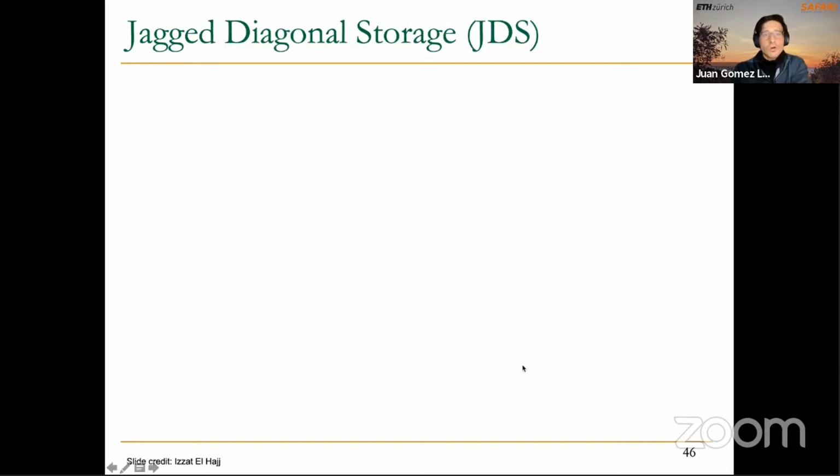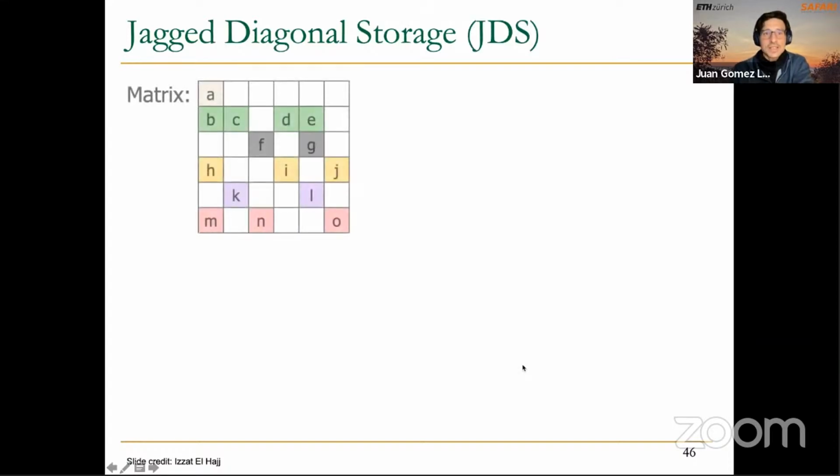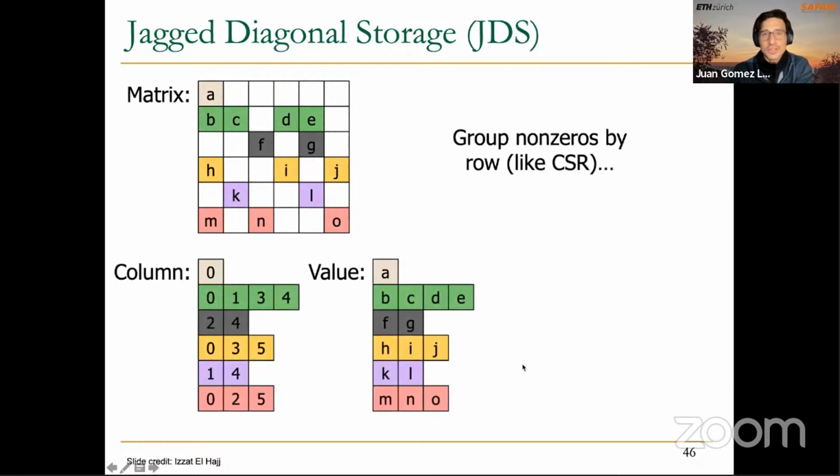And let's discuss one more. This is JDS. This is the matrix that we are going to consider in this example. And again, we start in a very similar way as in CSR and as in ELL. In this case, we store elements belonging to the same row together. So we group the elements by row.